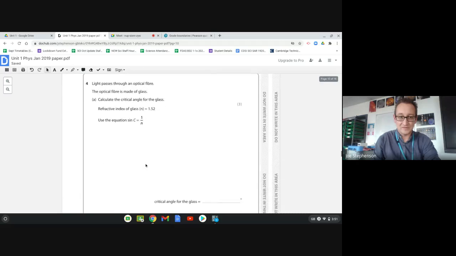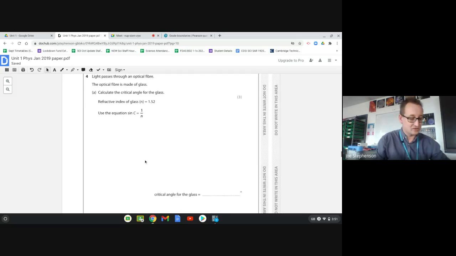Let's move down to the next one. So this one, again, is another maths-based question. What it does in this particular respect is it gives you the formula. They're really nice in this one. They give you the formula sheet at the end, but they give you the formulas you need to use. In this particular respect, we're given the value for n, and we need to calculate the critical angle.